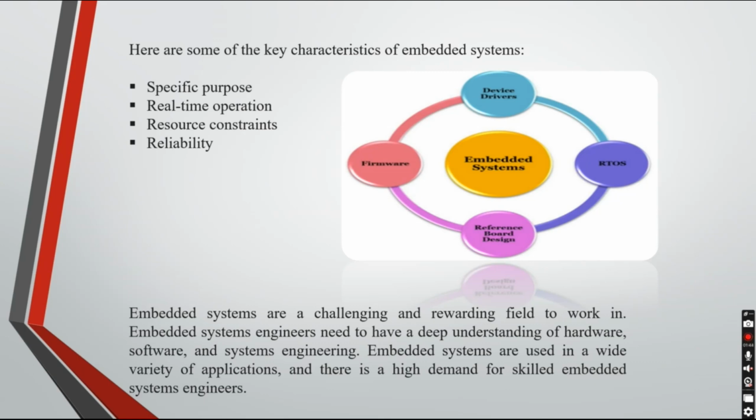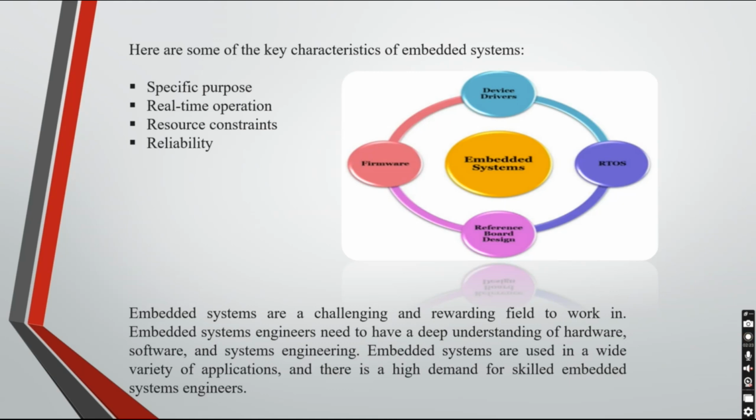The first one is specific purpose, which means embedded systems are designed to perform a specific task or a set of tasks. For example, a microcontroller in a microwave oven is designed to control the cooking process. The second one is real-time operation. Embedded systems often need to operate in real time, meaning that they must be able to respond to events in a timely manner. For example, an embedded system in a car engine needs to be able to respond to changes in the engine speed or temperature very quickly.